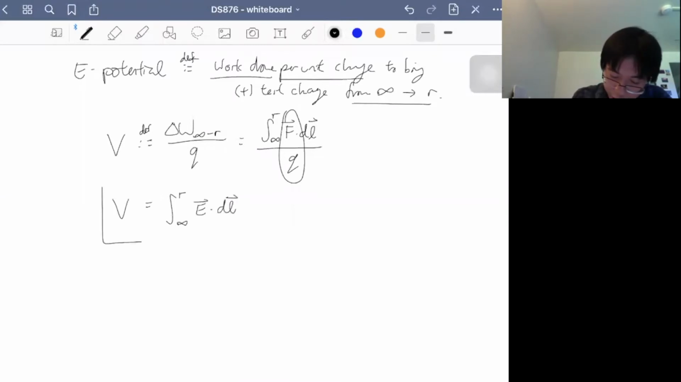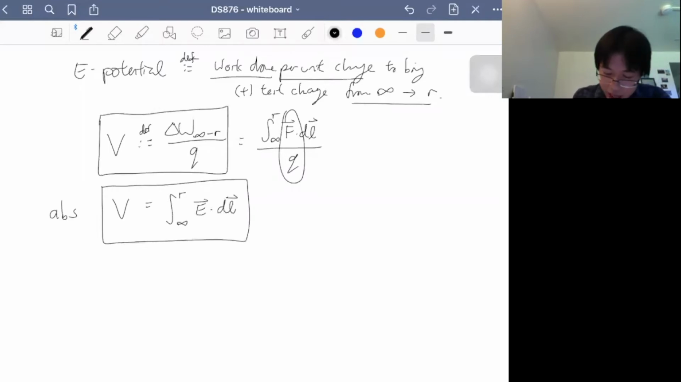So this is the definition of absolute potential. Okay? Actually, no, this is the definition of absolute potential, but this is a useful formula for it. Okay? So this is actually very useful. If you know electric field, you'll know the potential, right?